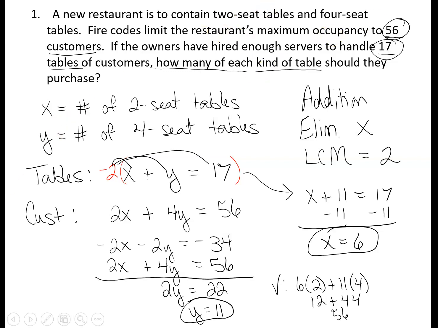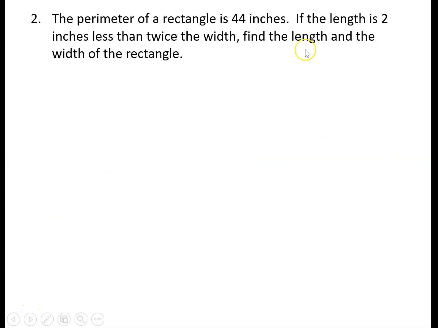Let's do one more word problem, and that'll be the last problem on this video. The perimeter of a rectangle is 44 inches. If the length is 2 inches less than twice the width, find the length and width of the rectangle. So you might choose to use L and W here. Go ahead and do that.